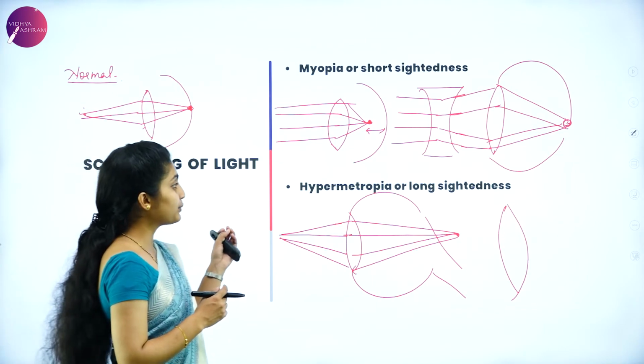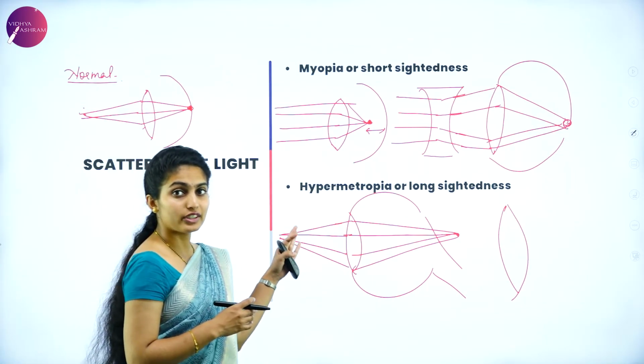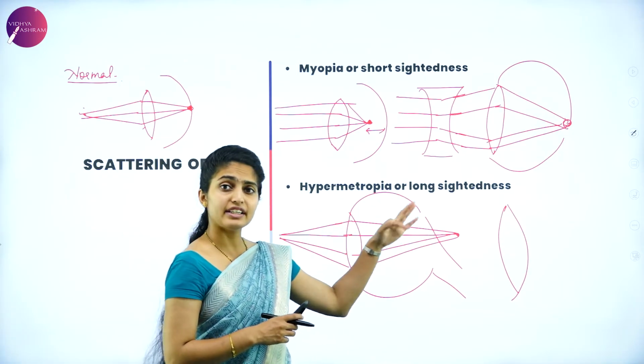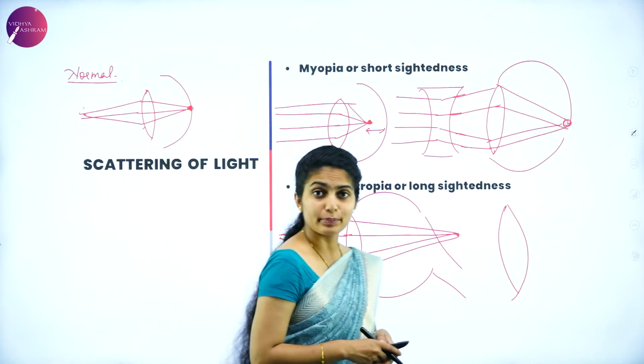So any light passing from the shorter distance is not visible. The light rays falling onto the eye lens will pass and fall exactly behind the retina in case of hypermetropia.